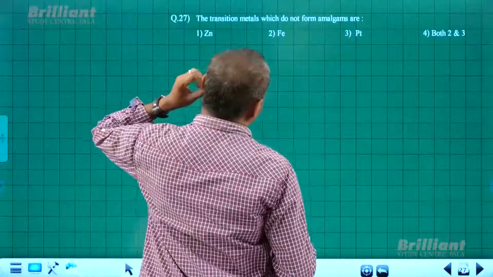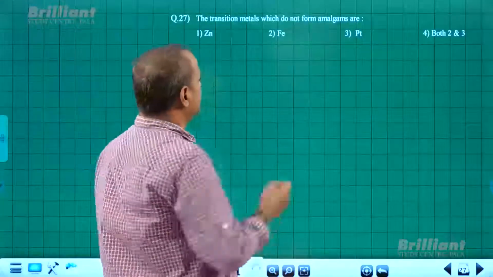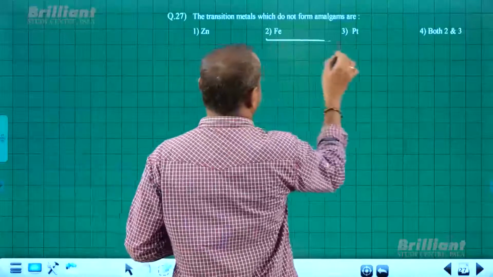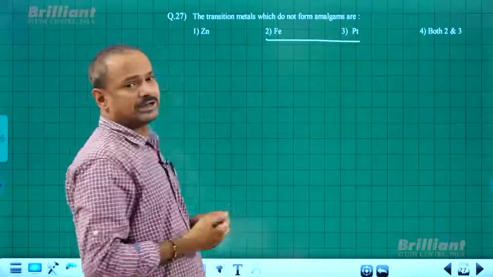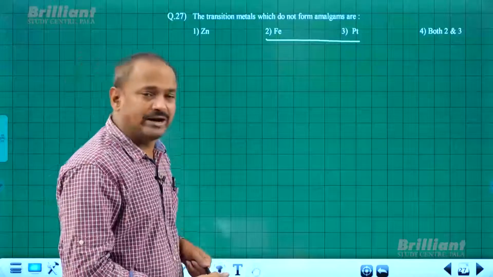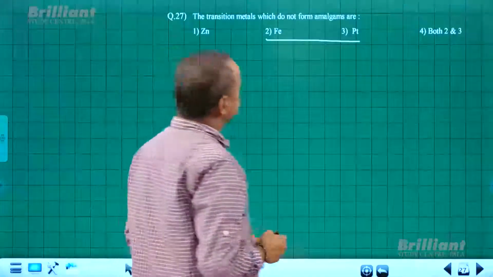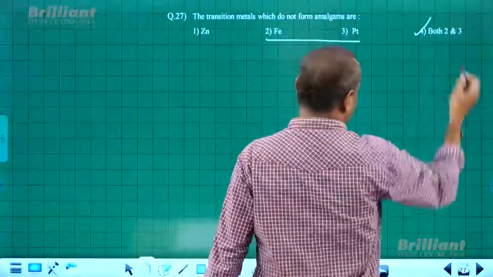Transition metals do not form amalgam. Mercury reacts with all metals to form amalgam, except iron and platinum. Thermodynamically more stable metal is iron. Platinum is thermodynamically more inert metal and does not react. So iron and platinum do not form amalgams, both 2 and 3.